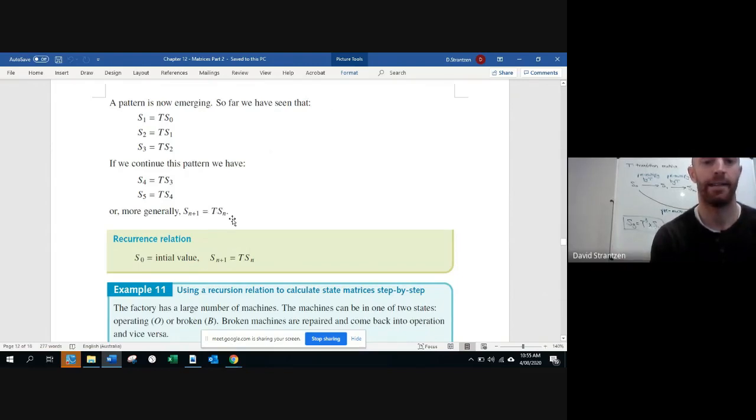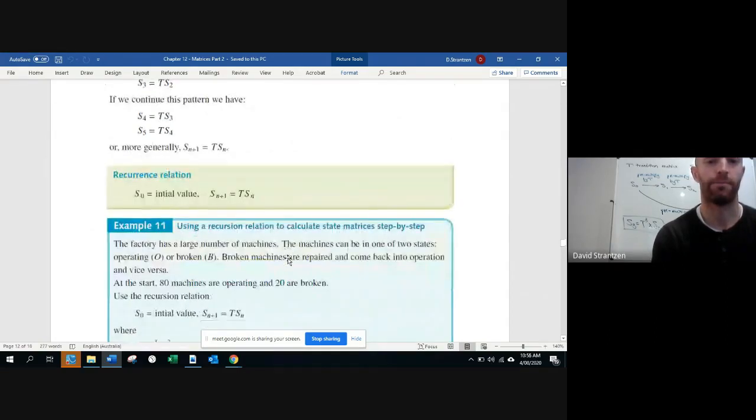Just like we had recurrence relations in our finance section of the course, we've now got recurrence relations for transition matrices. S0 is the initial state or the initial value. This is usually going to be a 2x1 matrix, but it could be a 3x1 matrix. And Sn plus 1 equals T times Sn is the rule that we've got for our recursion model.